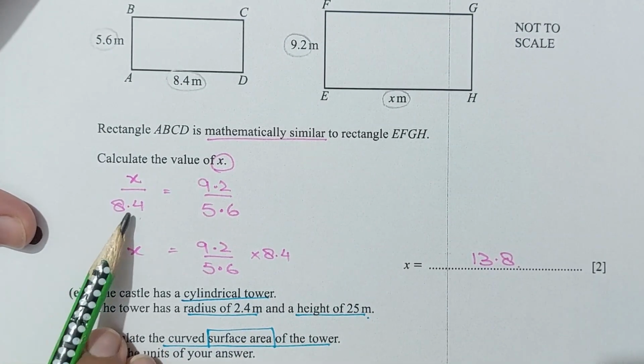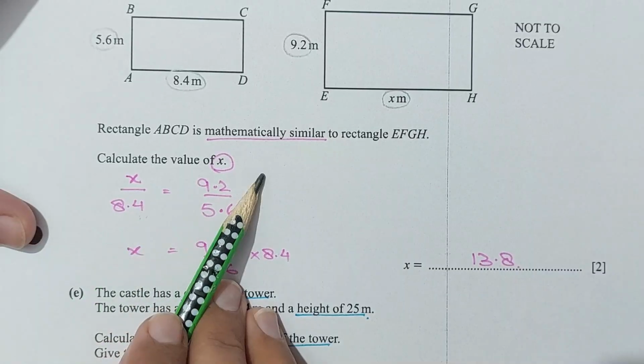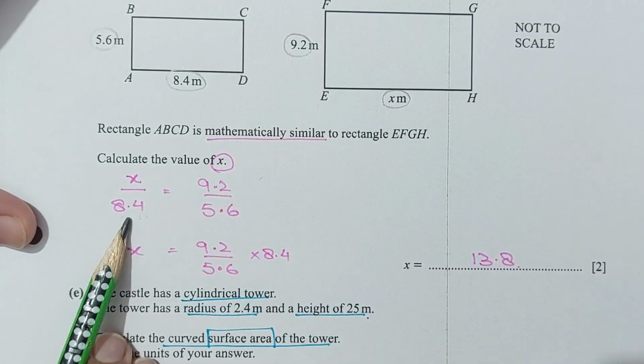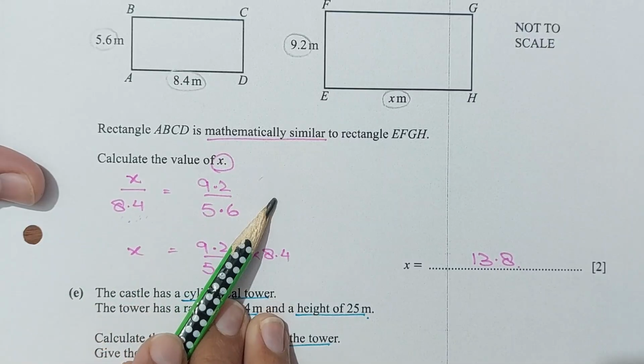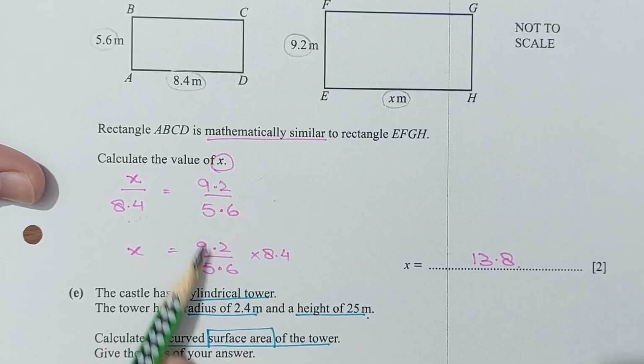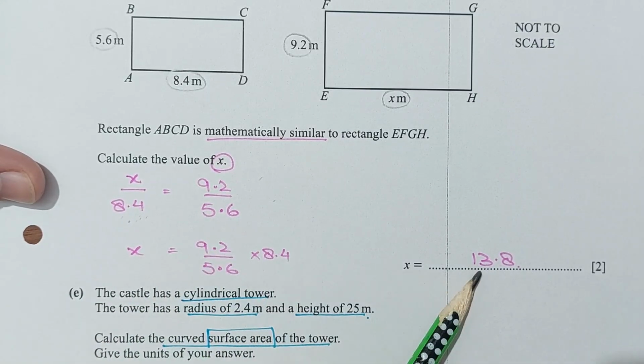Now what we're going to do, we have to cross multiply. 8.4 shifts to the other side by multiplying. It's dividing on the left side of the equality. When it's moved to the right side of the equality, it becomes multiplied. So just simplify using a calculator, you will get 13.8, right?